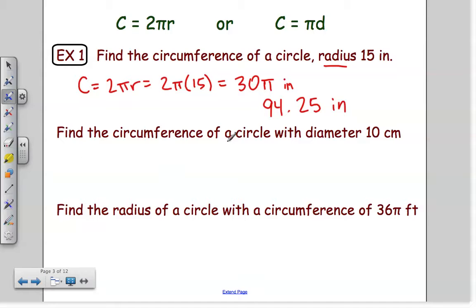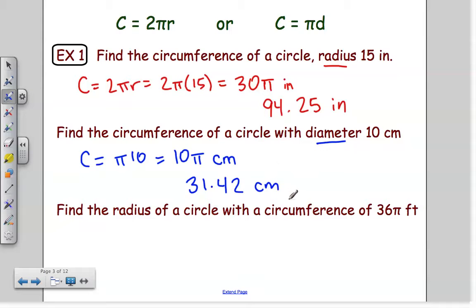Next example, find the circumference of a circle with a diameter of 10 centimeters. Well, if I'm given the diameter, I might as well use pi d, right? So circumference is pi times diameter. Diameter is 10. It might be better to write 10 pi instead of pi times 10. Again, this would be an exact answer. If I said 10 pi centimeters, there's my circumference, my distance around. But of course, I can do 10 times pi, which I guess would be 31.42 centimeters as a rounded answer.